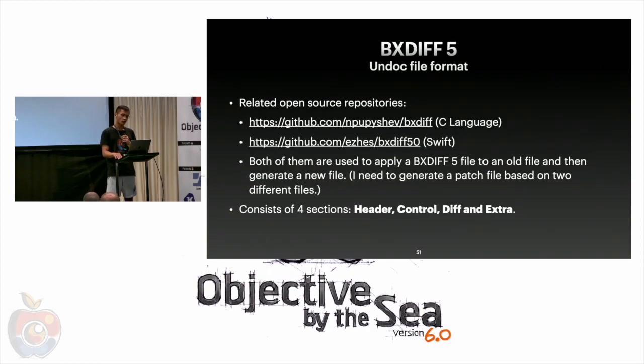I started with a Google search for this file format and then found two GitHub repos. Both of them are used to apply a patch file to an old file and then generate a new file. However, I need to generate a patch file based on two different files, but they did help me understand the file format. From reading the source code, I know that the bxdiff patch file consists of 4 sections: header, control, diff, and extra.